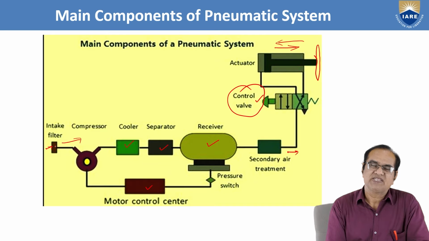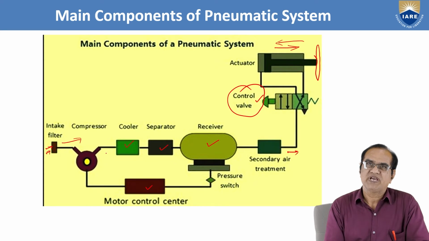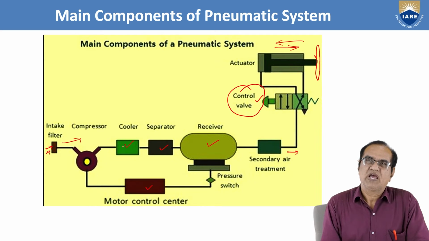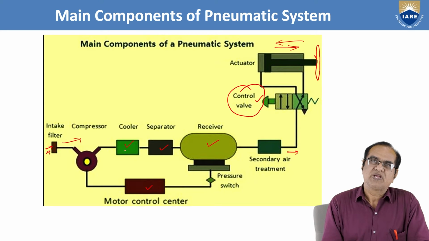Intake filter is here. The air which is entering from this side is filtered here. This filtered air is entering the one piston and cylinder machine. Here it is compressed. From here it goes to the cooler where it is cooled down. Then it goes to the separator. From here water is separated.